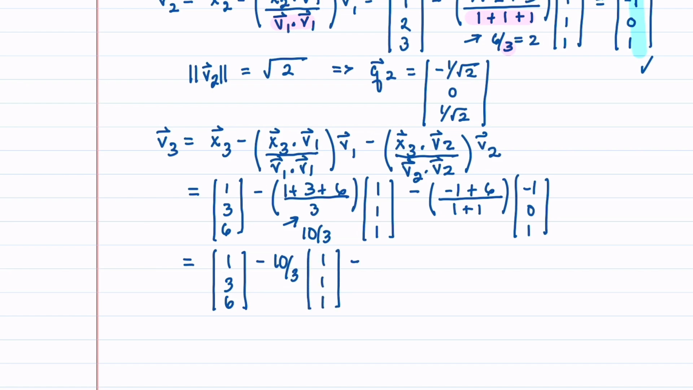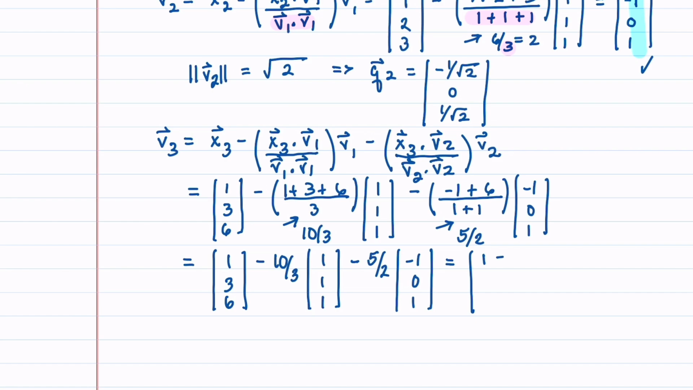And then we're going to subtract. Let's see what this is. This is 5 halves. So we have minus 5 halves times our vector minus 1, 0, 1. A lot of fractions going on here. Okay, let's put this all together.